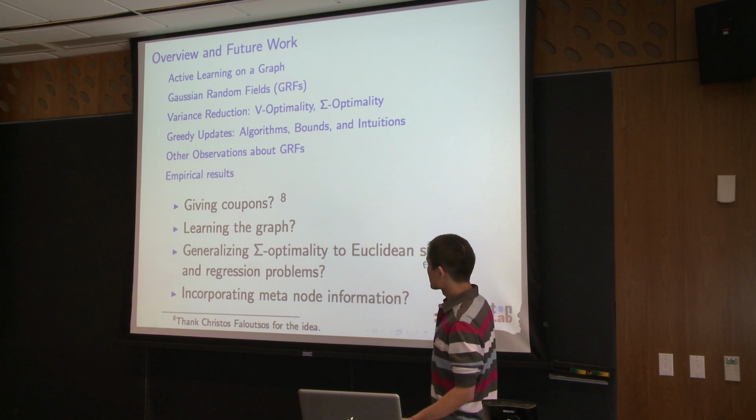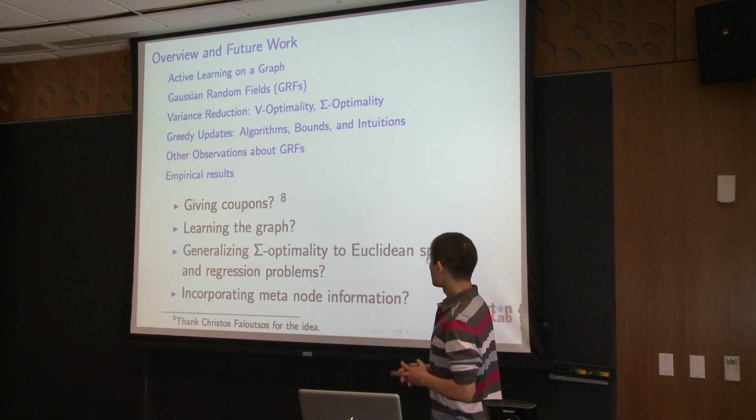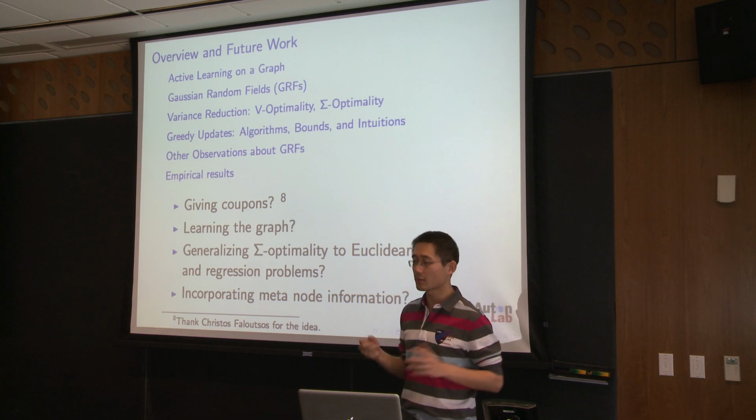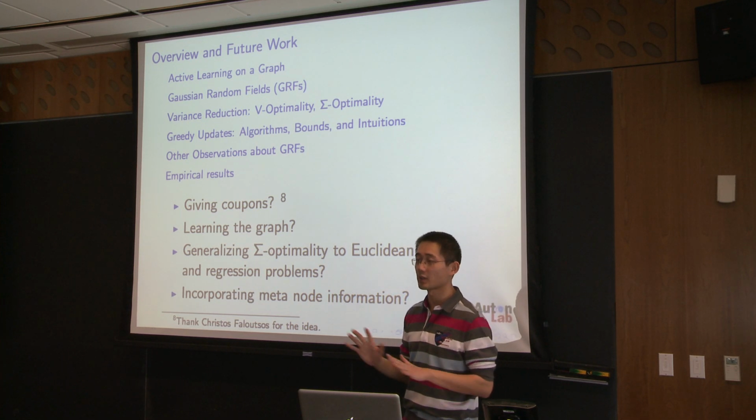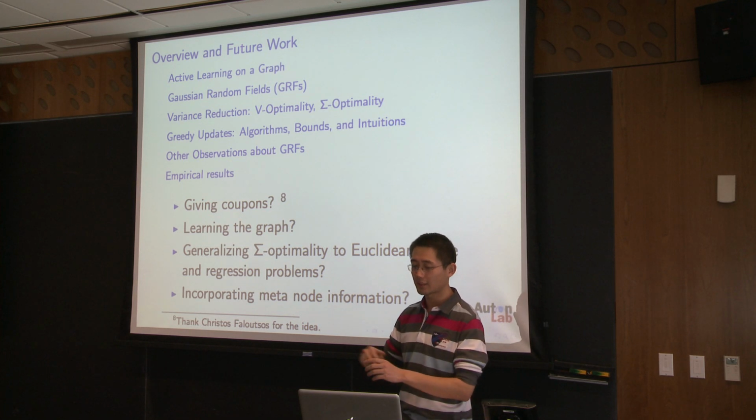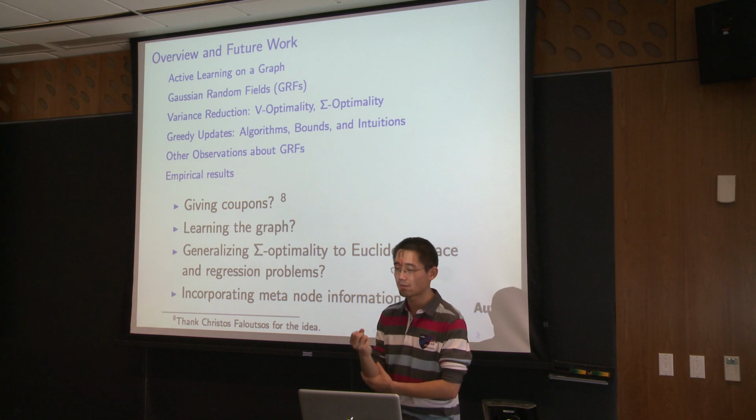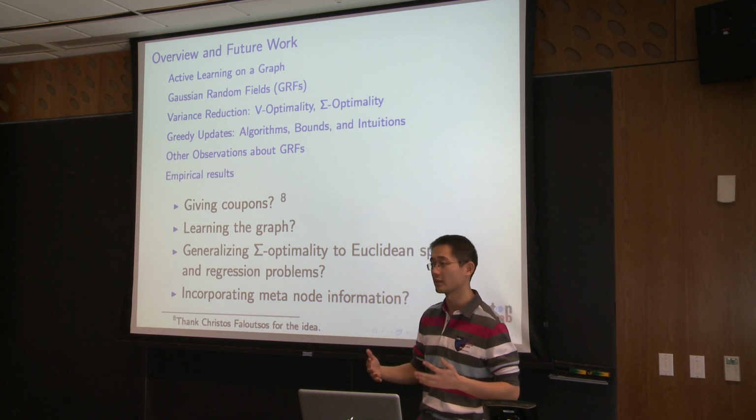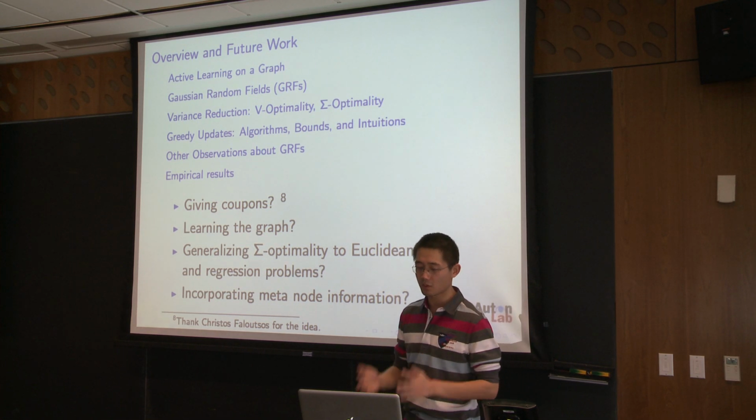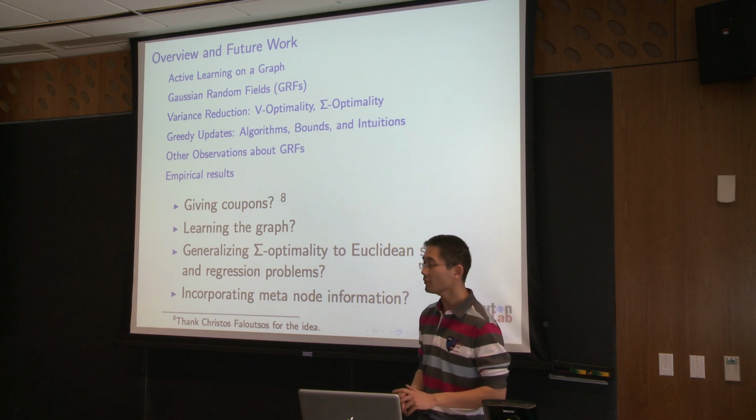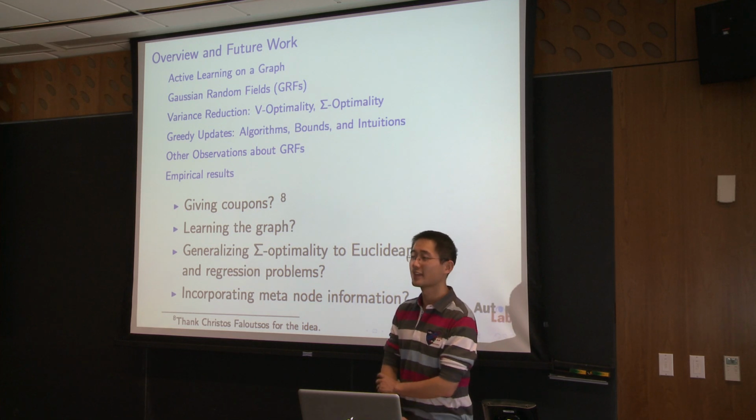And finally, we want to incorporate meta-node information. That means for every node, there's not only the graph. For example, if we are looking at the Facebook network graph, the people not only have their network, which is important, but also have their own posts or other features, and how do we incorporate these features into the prediction and active learning? And that's all. Thank you very much.